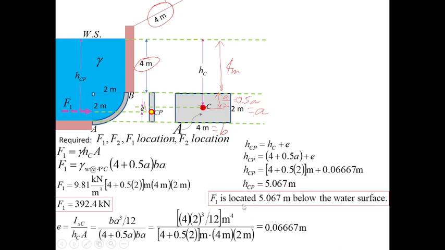So, we can now state the location of F1. F1 is located 5.067 meters below the water surface. That simple. Or you can say that F1 is acting 5.067 meters below the water surface. Okay?